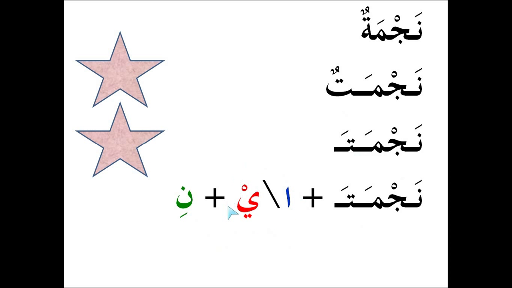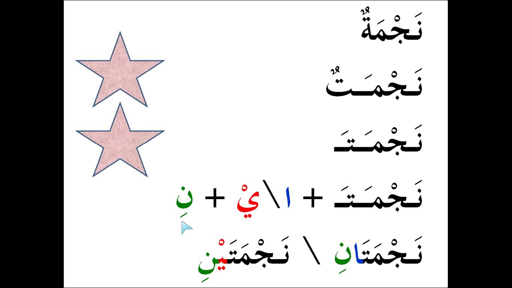Then we add the two letters. The first letter we add is either an alif, i.e. with a sukoon, or a ya with a sukoon. The second letter we add is a noon with a kasra. So we get two possible options, najmatani or najmataini. Both of them mean two female stars.